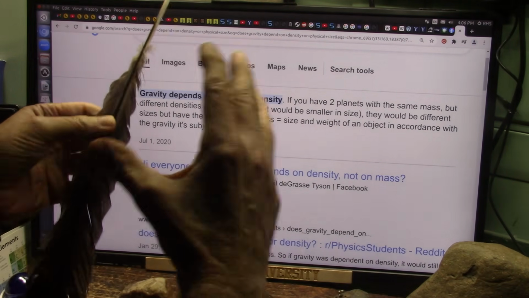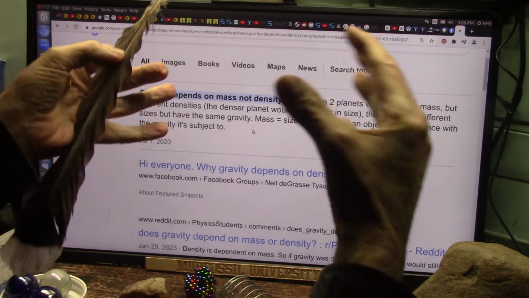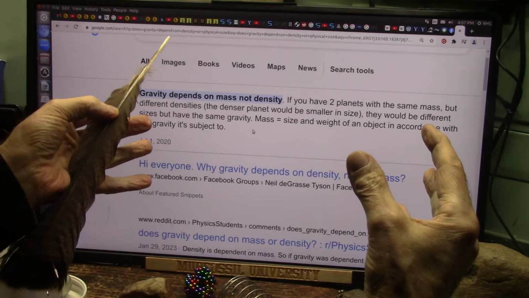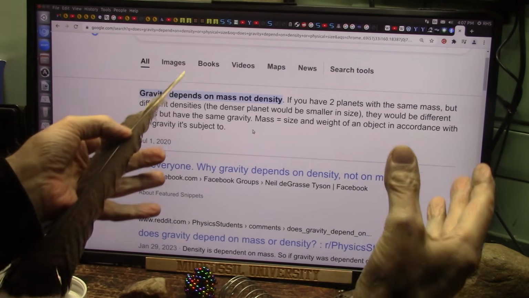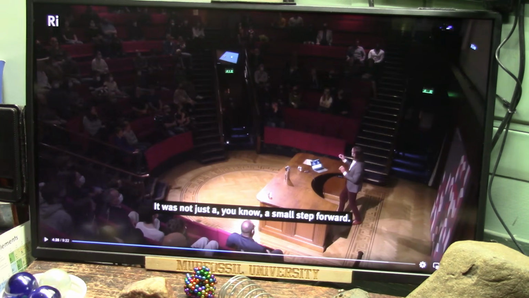The size doesn't matter, basically. It's how much mass you have. Mass is attributed to dark matter. Dark matter is the only thing that has mass that I know of. All right, let's let him keep going.